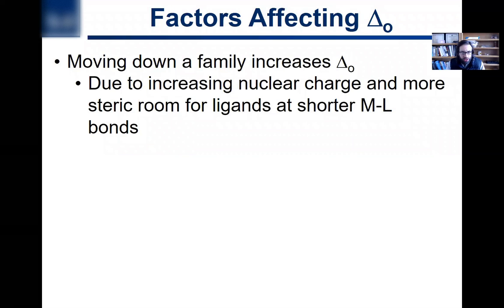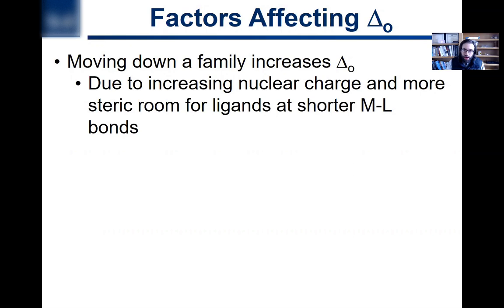Another very straightforward trend is moving down a family in the periodic table. So going from 3D transition metals to the 4D transition metals to the 5D transition metals, or often called first, second, and third row transition metals, respectively. Moving down a family also increases delta O. Why is this? Well, you have the same amount of charge, but you have more protons, right? So that means you have increased nuclear charge.